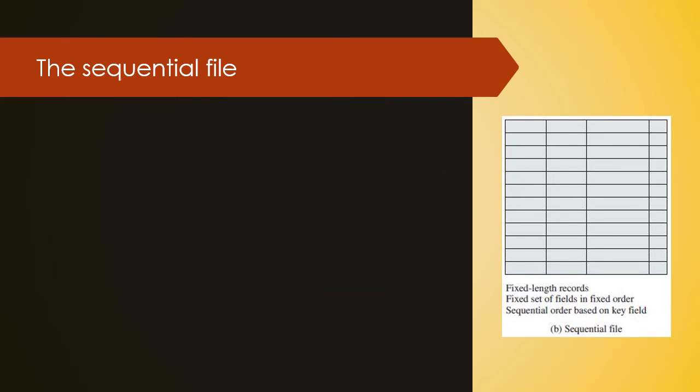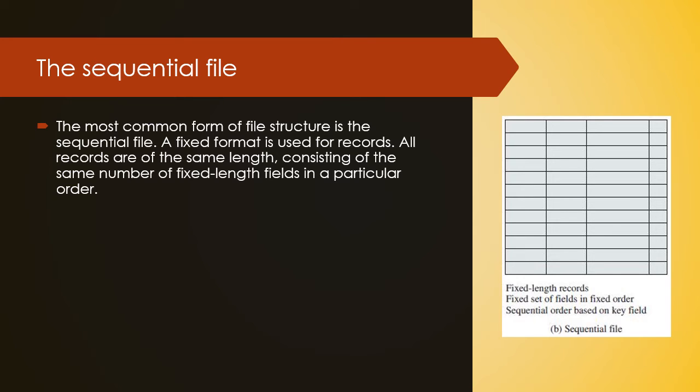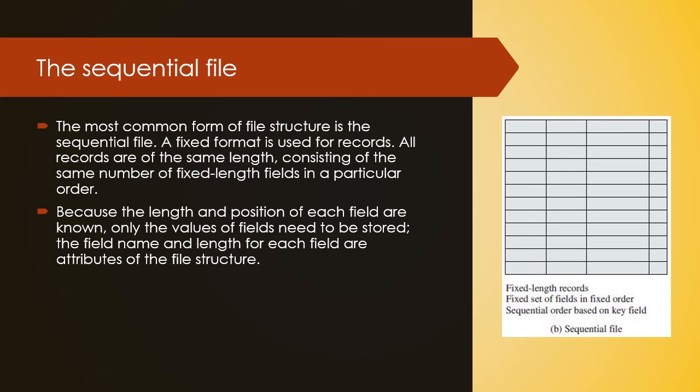The second file organization is called the sequential file. The most common form of file structure is the sequential file. In this file, a fixed format is used for records. All records are of the same length, consisting of the same number of fixed length fields in a particular order. Because the length and position of each field are known, only the values of fields need to be stored. The field name and length for each field are attributes of the file structure.